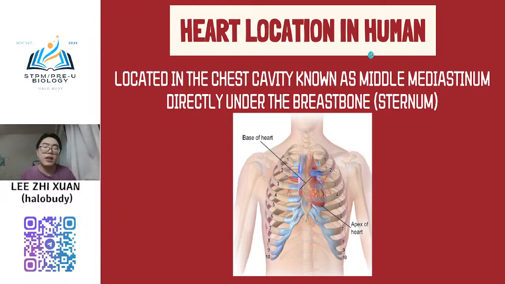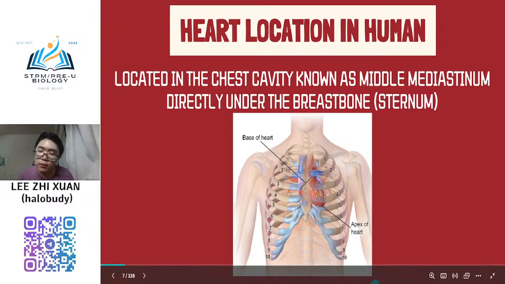I just mentioned humans because it is in humans only. If you want to mention the dog or the cat, they have a different location. Because the position of the heart in dogs and cats may be different compared to humans. Okay, so this one you need to be alert.